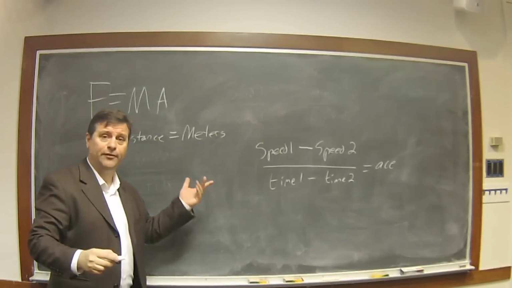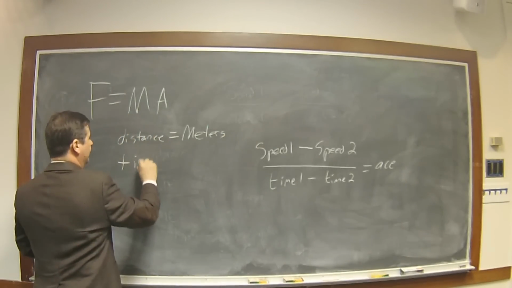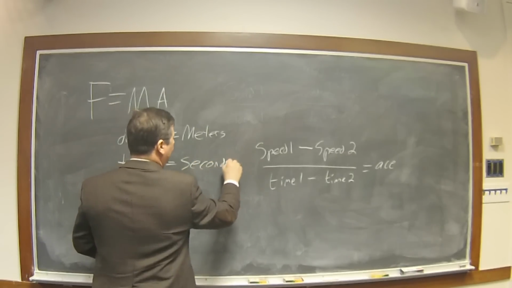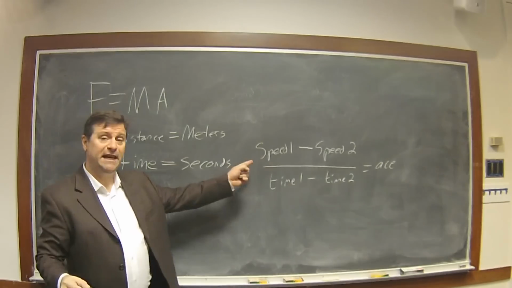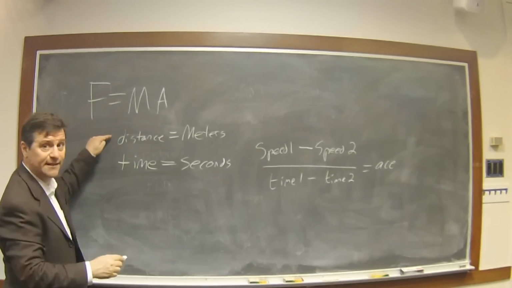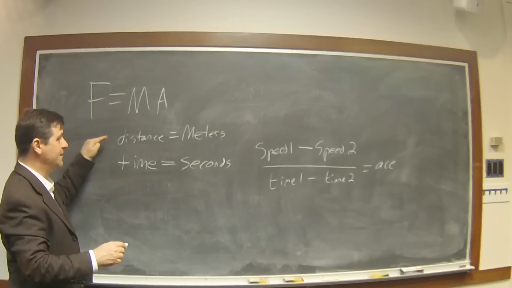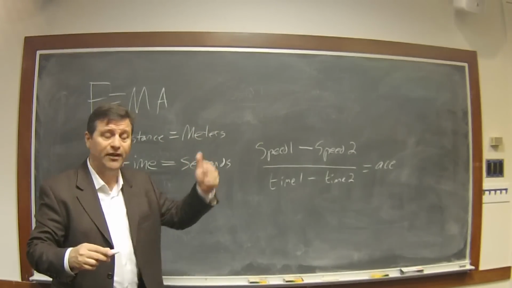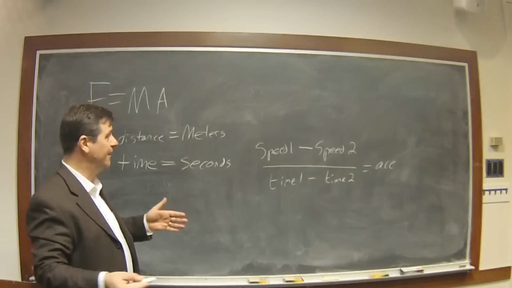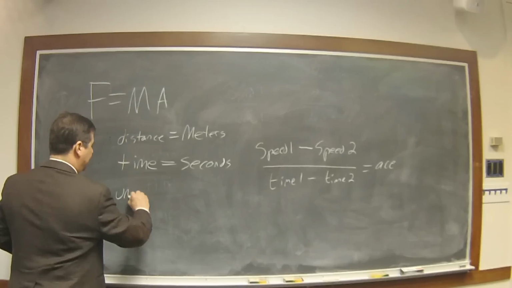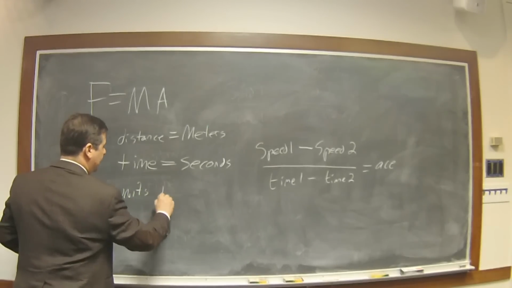Okay, meters for distance. And time, we might use seconds, right? So a speed is simply meters per second because it's a distance in a time. So what's the distance per time? It's meters per second. So a speed is meters per second. And a time is per second. So the units of speed.